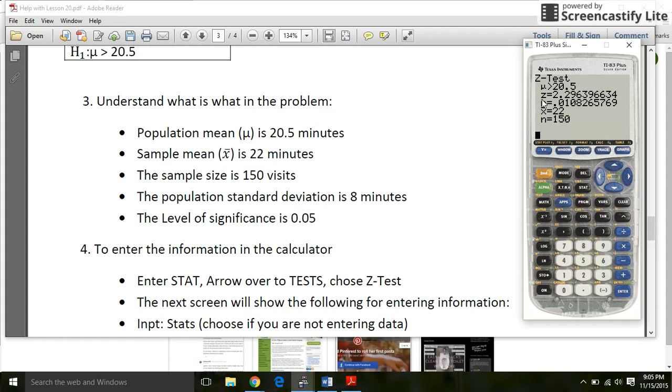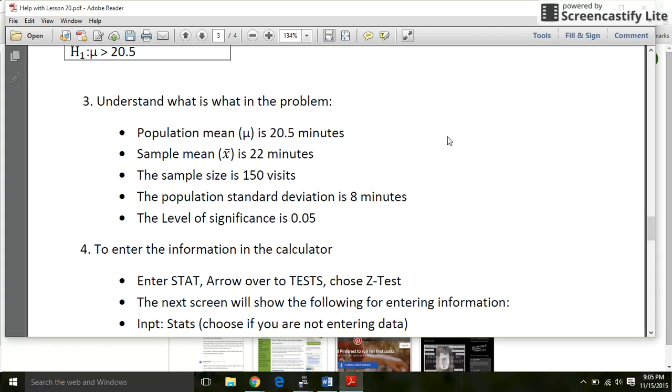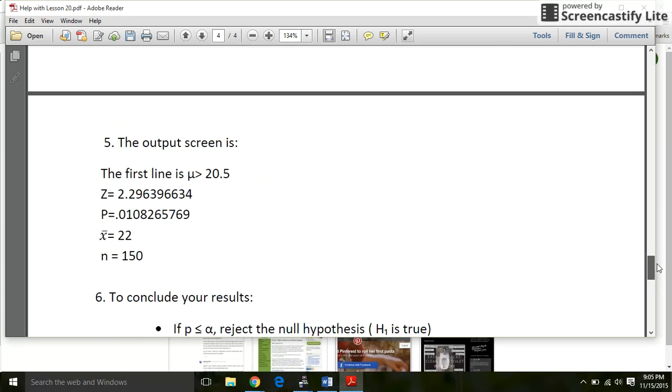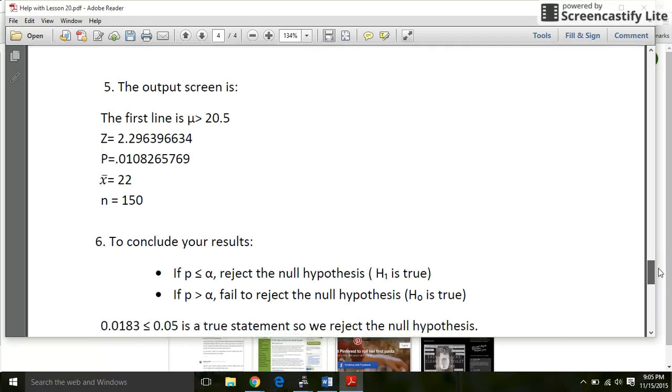My z-test statistic is 2.2963. My p-value, which you'll need, equals 0.0108. So I put that in there, and I need to keep going down, and I'll show you I got the exact same thing here.